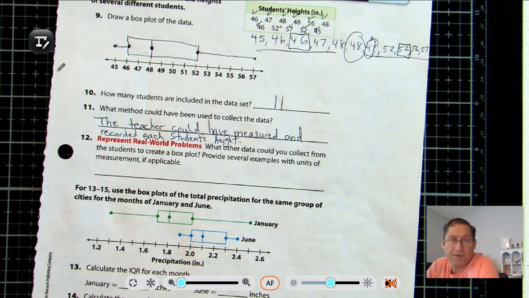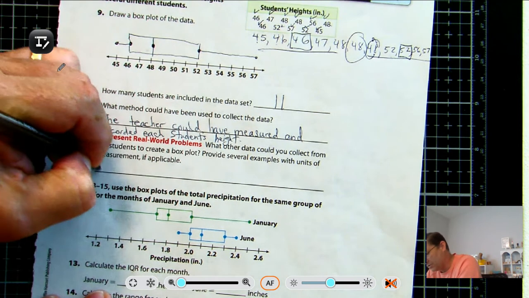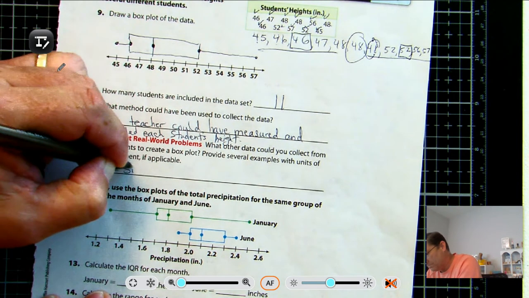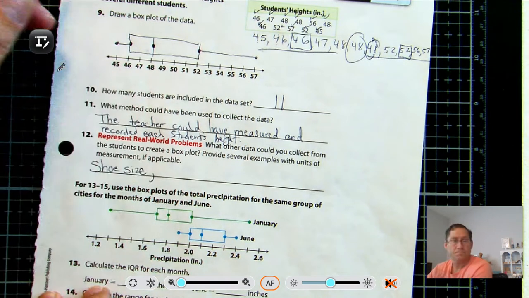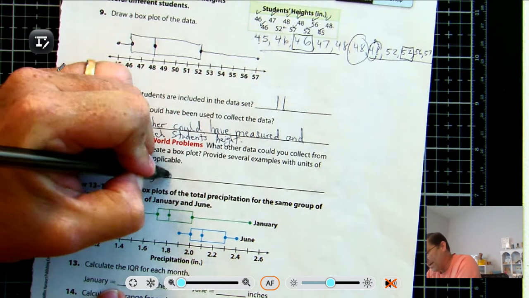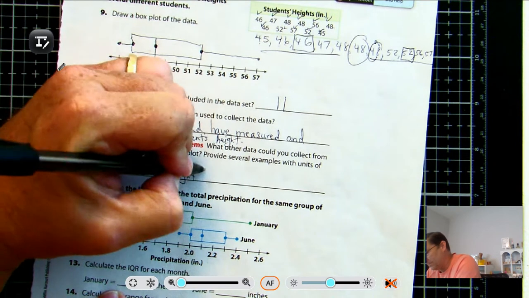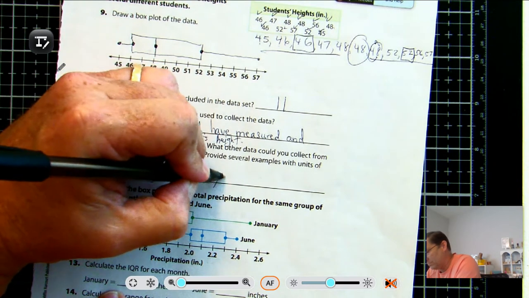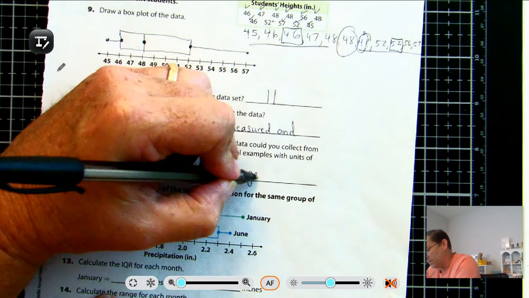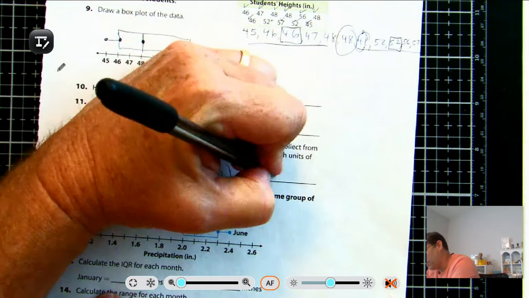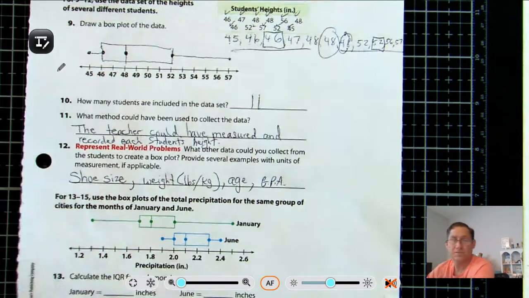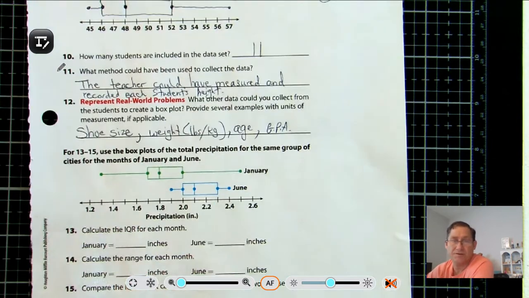What other data could you collect from the students to create a box plot? Provide several examples with units of measurement if applicable. Well, this could be several different things, right? Maybe shoe size. Maybe a person's weight, in pounds or kilograms. Maybe somebody's age or a group of students' ages. Maybe a GPA. So anything that you think you can measure.